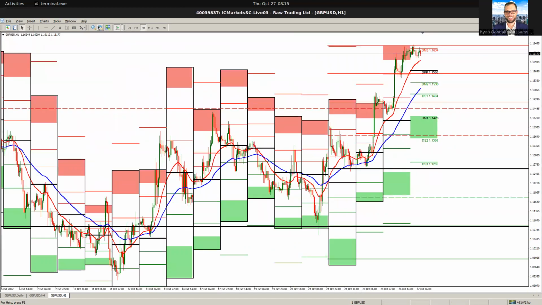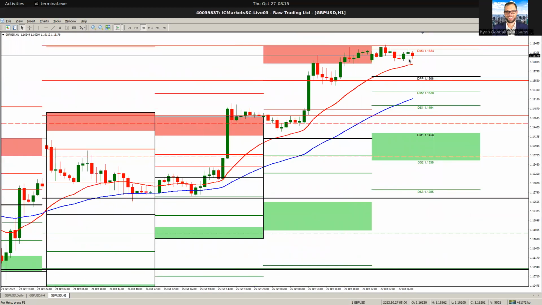You can see there's the H1 range, okay? Now, ranges are easy because all you're looking for is a break, pull back, and you sell.